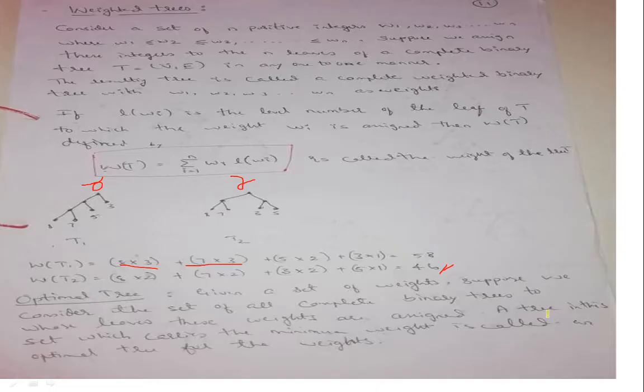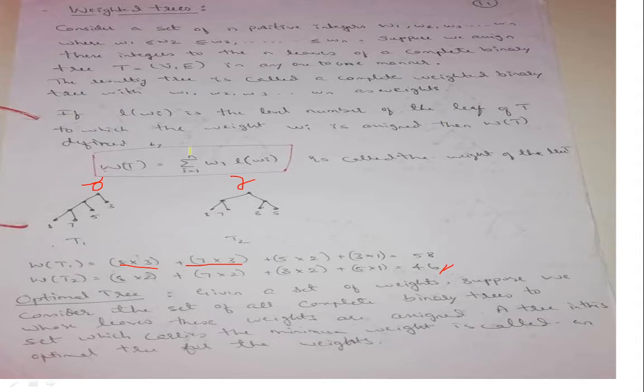Now we are going to have weighted trees. What do we mean by a weighted tree? Consider a set of n positive integers w1, w2, w3 till wn, where w1 is less than or equal to w2, and so on till wn. Suppose we assign these integers to the leaves of the complete binary tree, T of v equal to v comma e, in any one-to-one manner. Okay, so now whatever weight we have is going to be calculated. How is it going to be calculated?